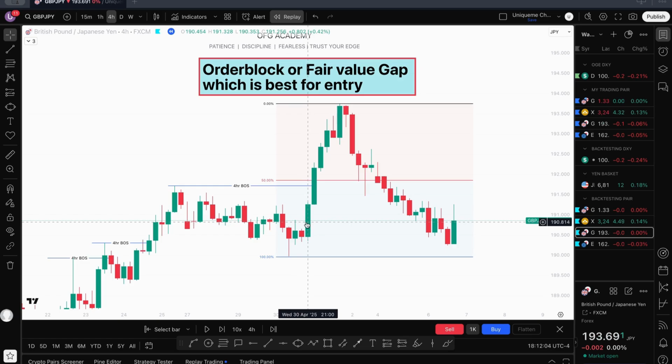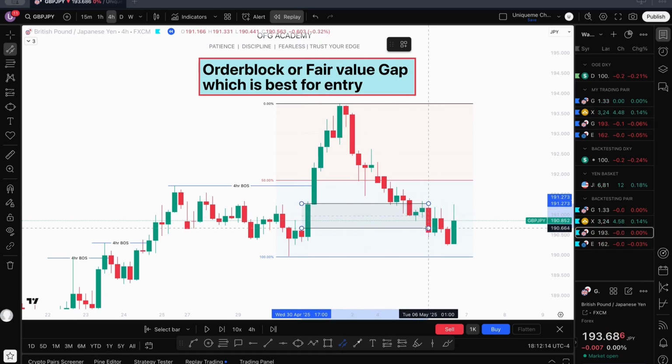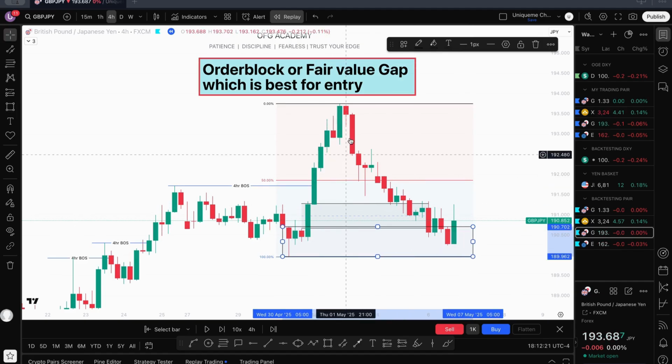But as at this particular moment now, what am I seeing? I'm seeing a break of structure, right? I'm also seeing price has what? This structure has a fair value gap, right? And this structure also has another block, right? This last candle before the impulsive move.